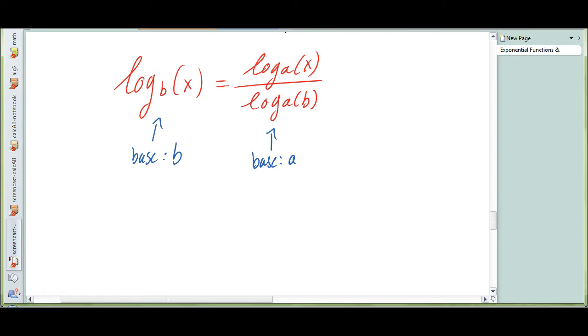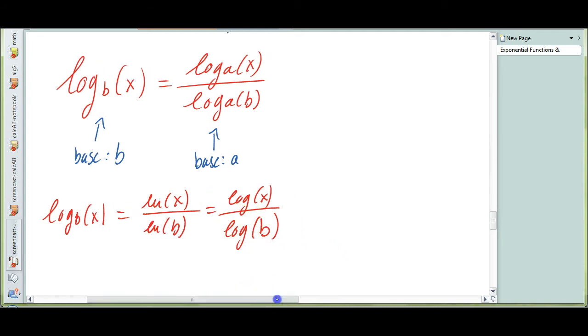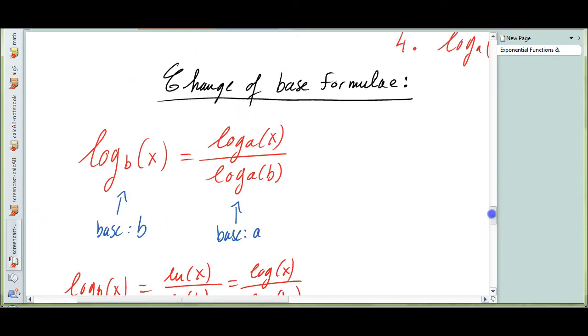Now, of course, the logs we use in math are the logs that you have on your calculator. For a, we would choose either a equals 10 or a equals e. So log base b of x: if you choose e, it would be ln x divided by ln b. And if you choose 10, it would be log x divided by log b. It doesn't matter which one you choose, because the ratio would be the same. This is the change of base for logs.